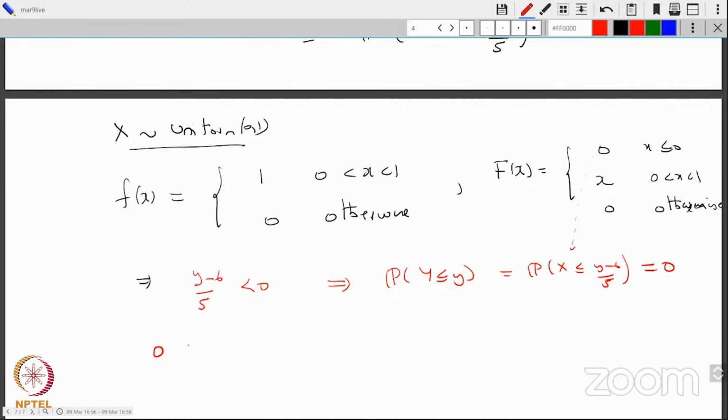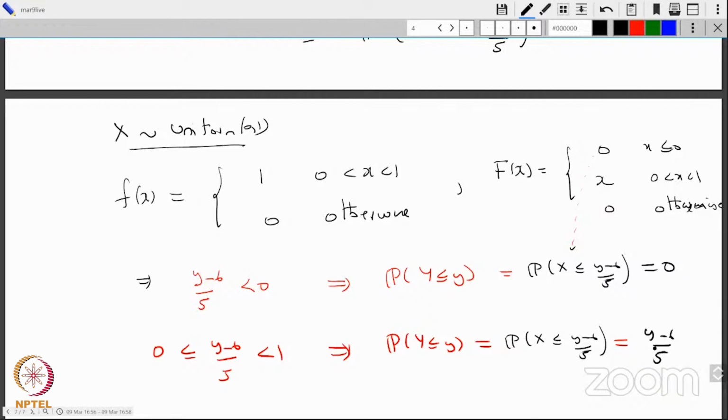Next thing you know is that if 0 is less than (y minus 6) by 5 is less than 1, that's where the x changes. This will imply the probability of Y less than or equal to y is equal to, again, this expression right here. We can duplicate this, get here. And that's going to be equal to what now? From this, it's x. Here, x is just (y minus 6) by 5. So it's (y minus 6) by 5. Very nice.